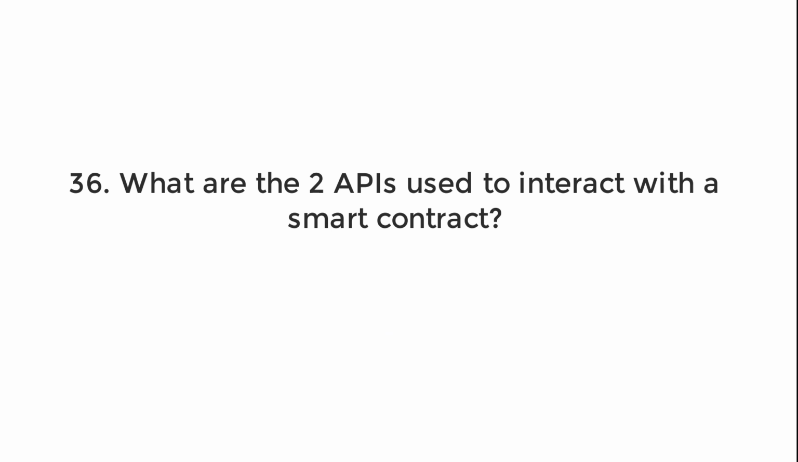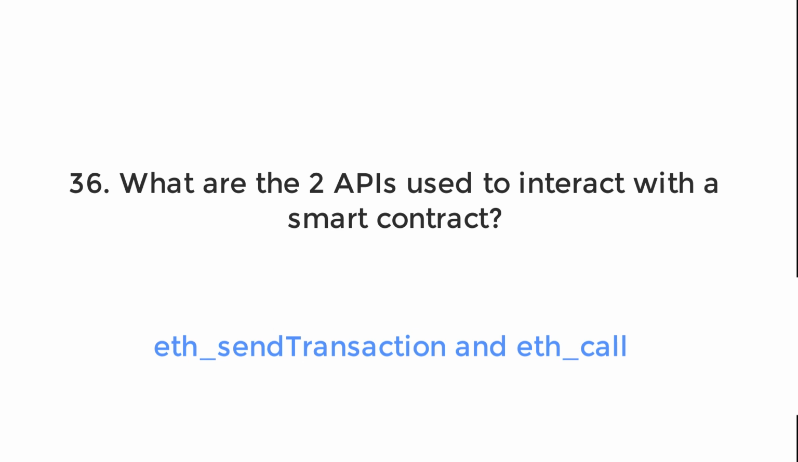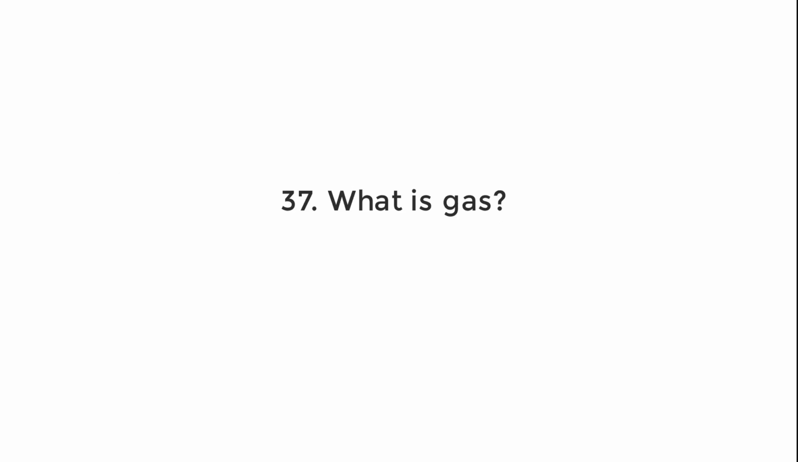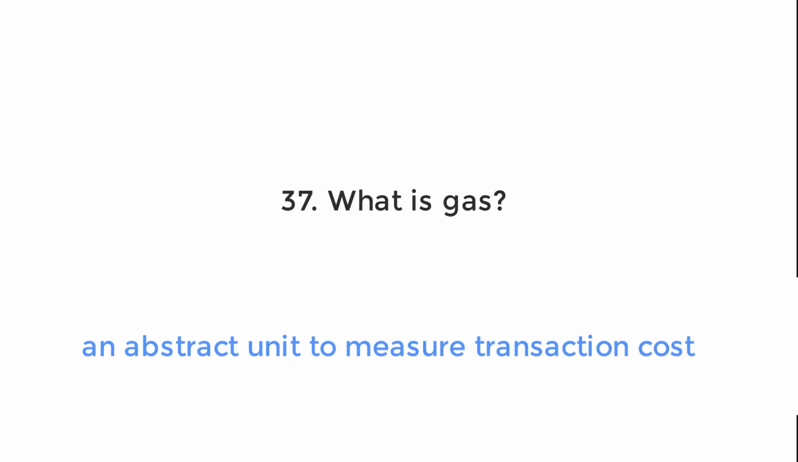What are the two APIs used to interact with the smart contract? eth_sendTransaction and eth_call. Transactions cost money and can modify the blockchain. Calls do not cost money and cannot modify the blockchain, but can return a value contrary to transactions. What is gas? It's an abstract unit to measure transaction cost.